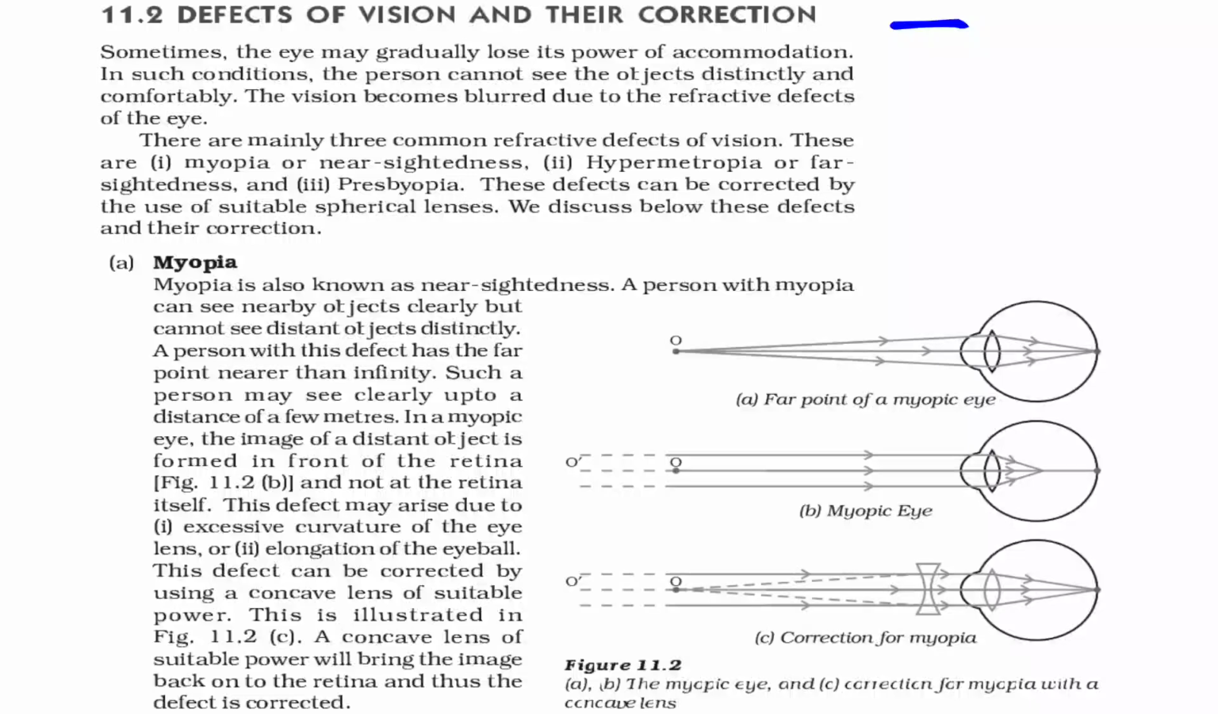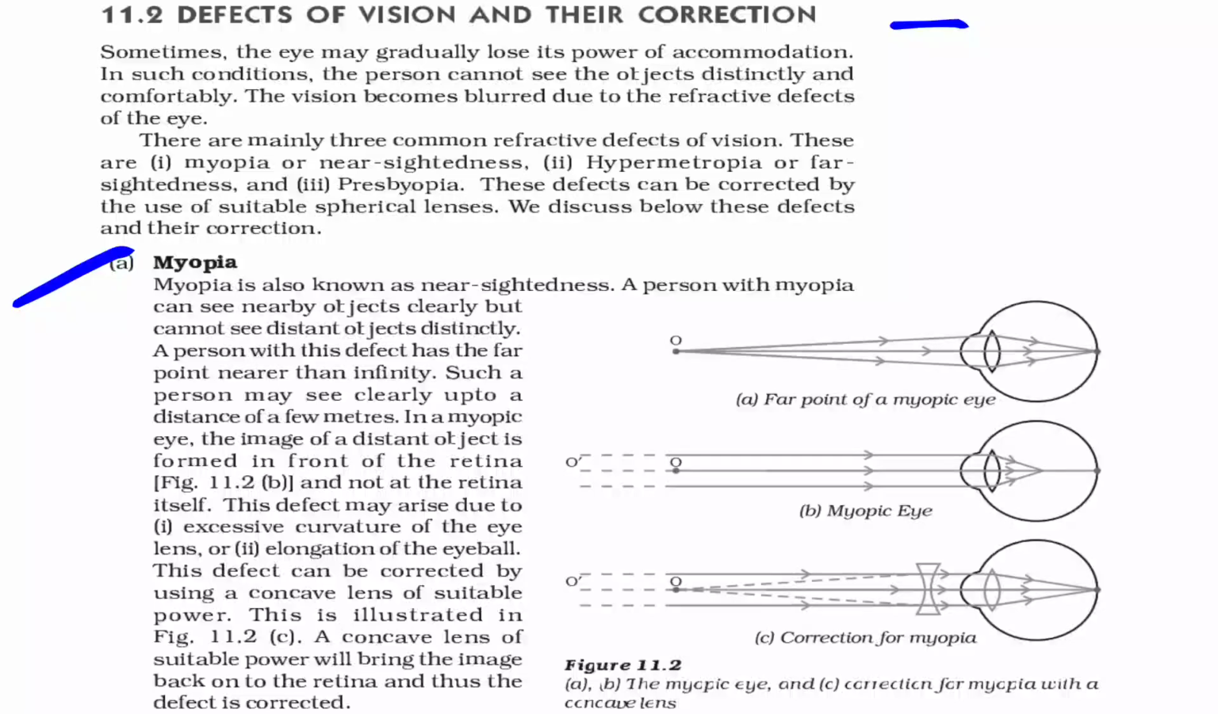These defects can be corrected by the use of suitable spherical lenses. We discuss below these defects and their corrections. Now the first one is myopia. Myopia is also known as nearsightedness. A person with myopia can see nearby objects clearly but cannot see distant objects distinctly. A person with this defect has the far point nearer than infinity. Such a person may see clearly up to a distance of a few meters.